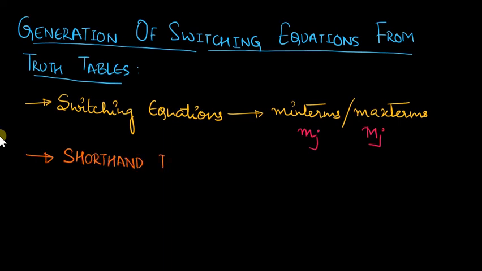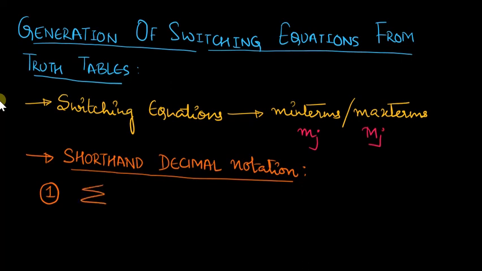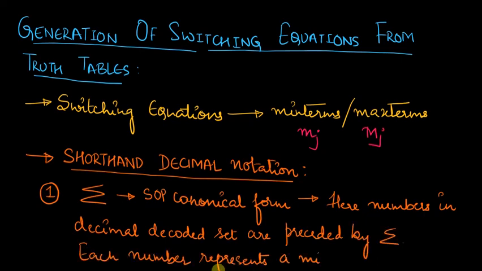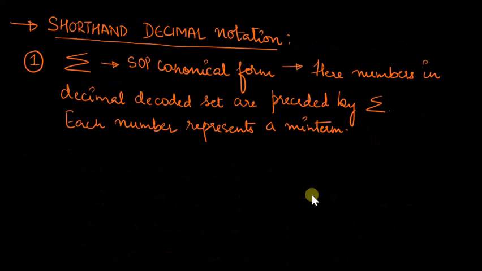Now coming to the representation of shorthand decimal notation. For the shorthand decimal notation, we make use of two signs. One is sigma and one is pi. Sigma sign indicates summation and stands for the SOP canonical form. So when numbers in a decimal coded set are preceded by a sigma sign, an SOP expression is indicated and each number represents a minterm.